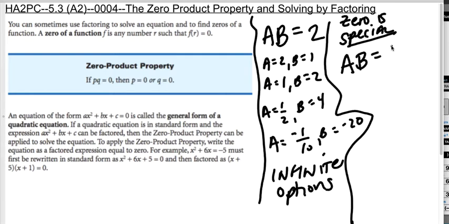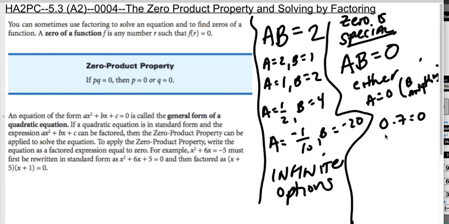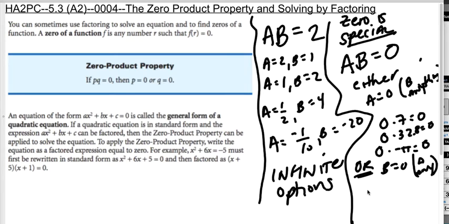So if I tell you that A times B is 0, then either A is 0, and then B could be anything, because for instance, 0 times 7 is 0, 0 times 32.8 is 0, 0 times -pi is 0. It doesn't matter. Or B is 0, and then A could be anything. So I could have 5 times 0, that's 0, and -42.3 times 0 is 0. It doesn't matter. So 0 is a special number because if you multiply things together and get 0 out, one of those things has to be 0.